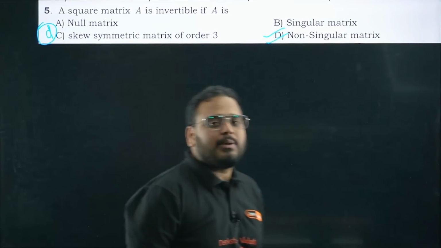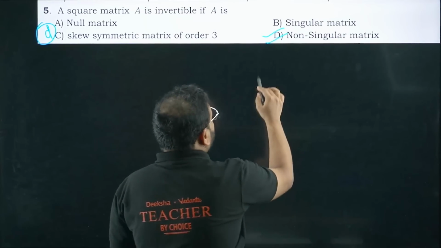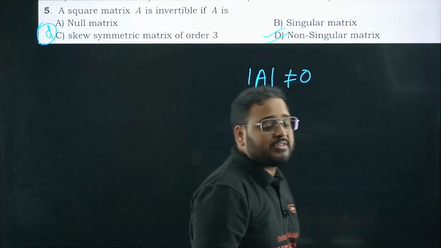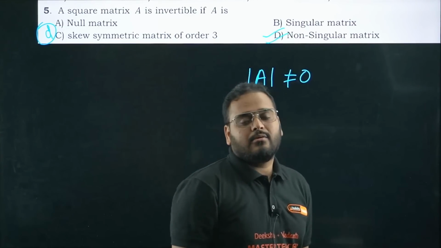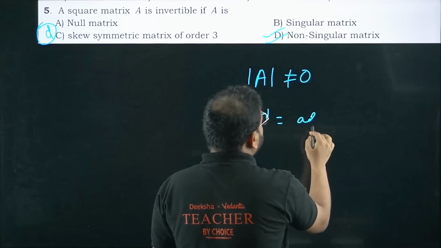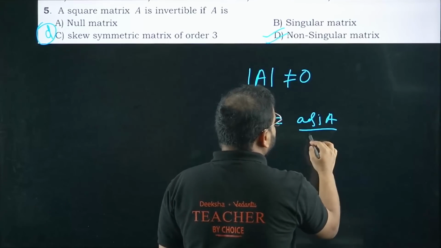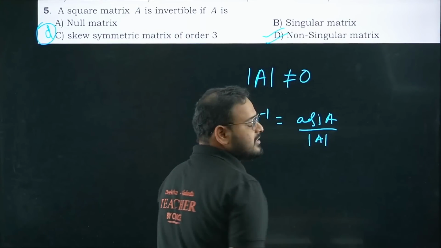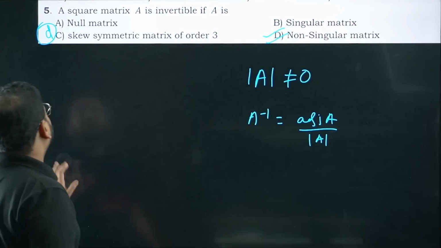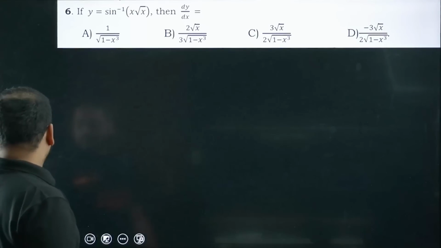An invertible matrix is only possible if the determinant of A is not equal to 0, that is, non-singular. If it is singular, the inverse will not exist. Why? Because the inverse is defined as the adjoint of A divided by the determinant of A. If the determinant is 0, then how will it exist? It will not exist. So of course, the fifth question's answer is option D.